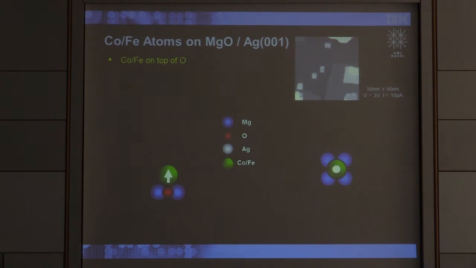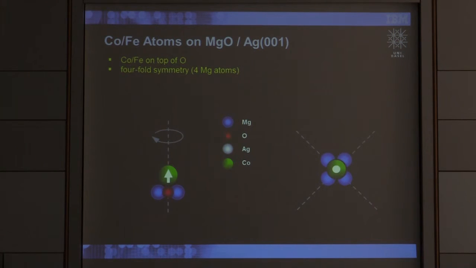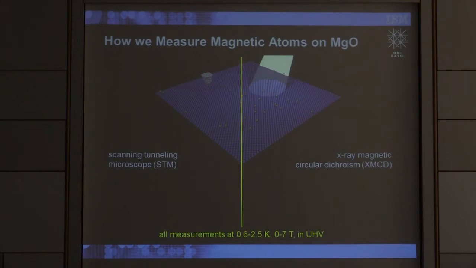Now, the important ligands for what I want to talk about today are the 4 magnesium atoms around our magnetic atom, plus the single oxygen atom underneath this atom. So this 4-fold symmetry is really important for what properties are in the atom.